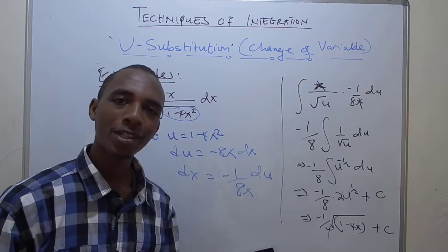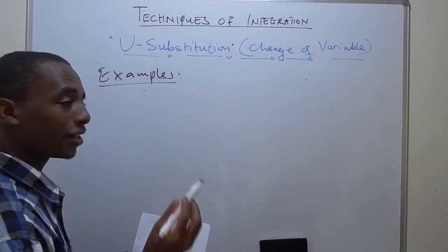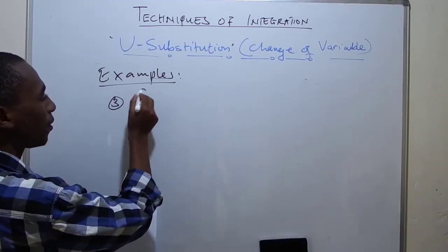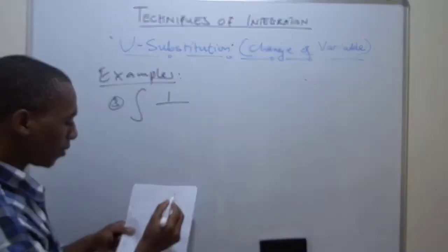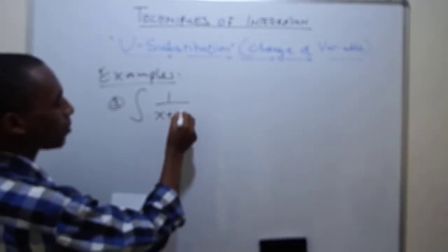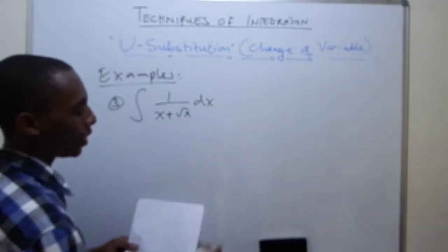Alright, let's take on more examples. So for our third example, we have the integral of 1 over x plus the square root of x.